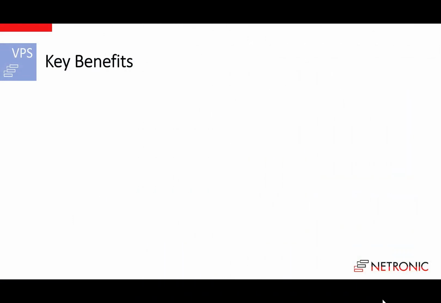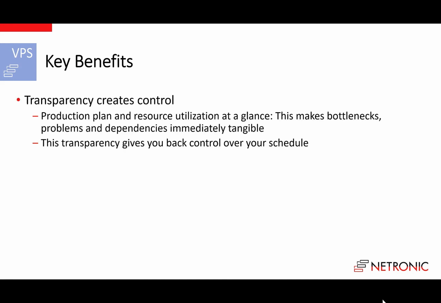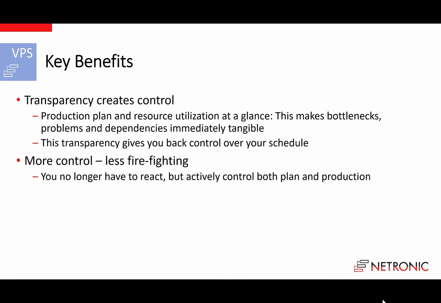Now that you've seen the VPS in action, let's summarize the benefits that you get from working with a visual production scheduler. First, you win transparency and hence gain control. At one glance, you have your production schedule and the utilization of your machine centers and your work centers. This makes bottlenecks, dependencies, and problems immediately very tangible, without browsing through a lot of different Business Central tables. Ultimately, the transparency gives you back the control over your schedule.